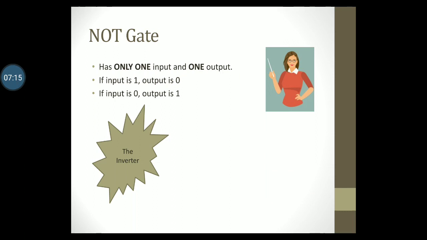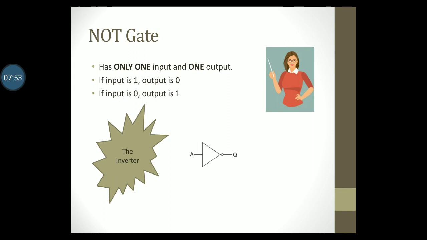The next gate that we will study is the NOT gate. This is the only logic gate that has only one input and one output. If the input is 1, then the output is 0. If the input is 0, the output is 1. For this reason, it is given the name the inverter, since it inverts its input. The logic diagram for the NOT gate looks like this. It's an arrowhead with a bubble at the tip.